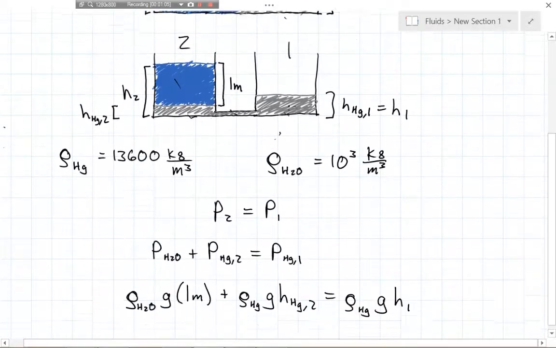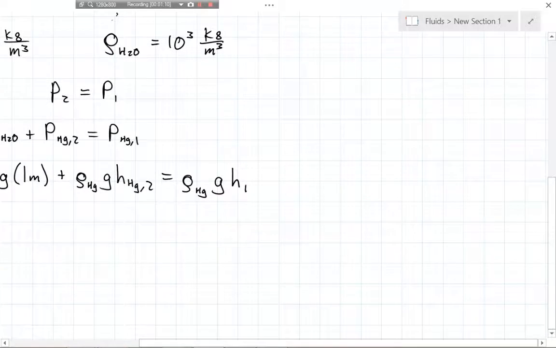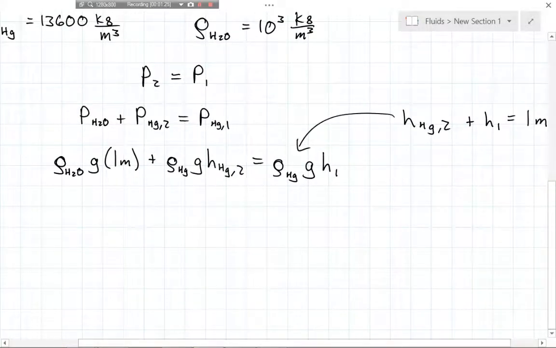So let me write this over here on the right. We have the height of the mercury in container 2 plus the height of the fluids in container 1, remember we only have mercury in container 1, is equal to 1 meter. So I can plug this equation in and rewrite this just in terms of the height of the mercury in container 2. So let me go ahead and do that. I could say that H1 is equal to 1 meter minus the height of the mercury in container 2.